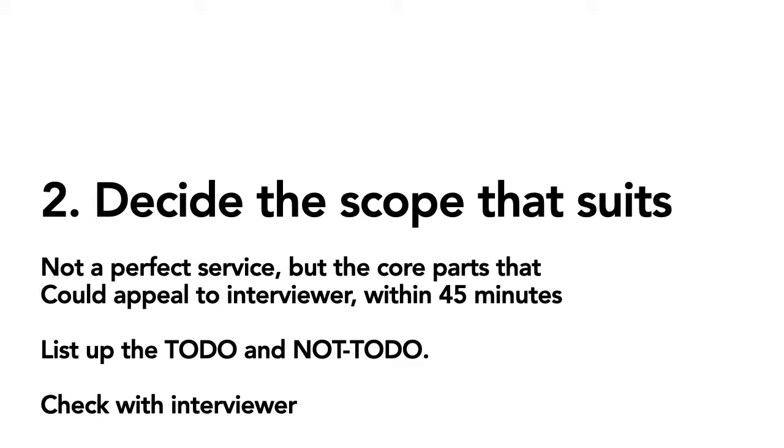So the scope, make it small, and list up the to-dos and not-to-dos. Even if you're not going to do it, just list it up so the interviewer knows you are aware of the not-to-do, but you only choose the to-do because of the time limit, right? Make it small. Just pick the core part of the system or the product and explain that to the interviewer. So this step is very important. We must check with the interviewer, say, okay, am I okay to continue this line? If not okay, maybe he or she will give us a hint and we can change that accordingly.